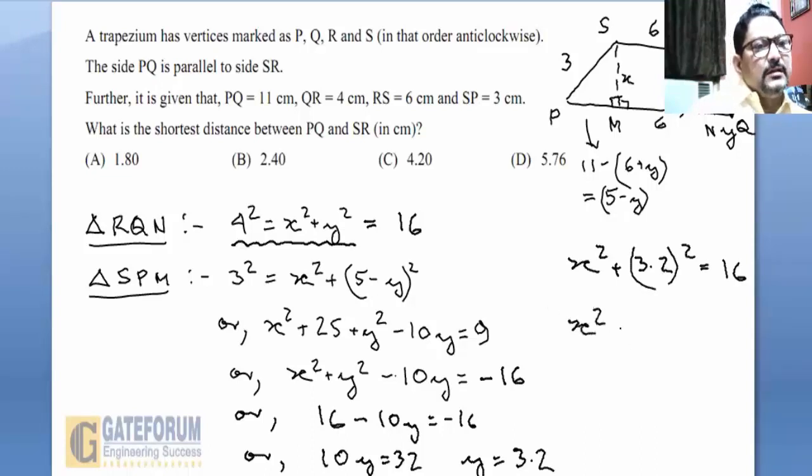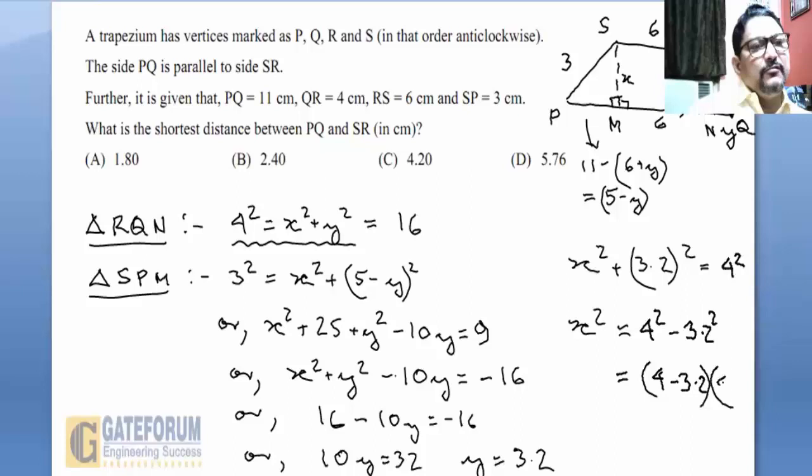3.2 whole square, we can say this is 4 square actually instead of 16. See, in the exam hall, we should not try to find out 3.2 whole square, because that would be cumbersome. So rather than that, you see x square is 4 square minus 3.2 whole square, which we can say is 4 minus 3.2 into 4 plus 3.2, which gives us 0.8 multiplied by 7. Now this is far easier to calculate.